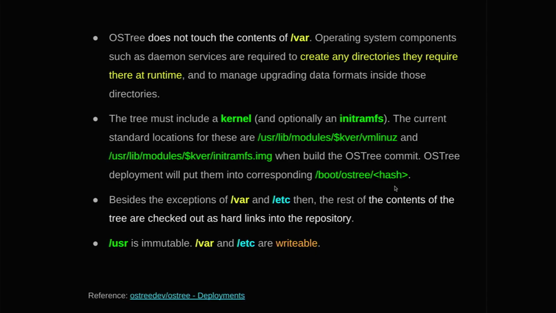And except for var and etc, the rest of the contents of the tree are checked out as hard links into the repository. In summary, the usr folder is immutable, and var and etc are writable. And this is the important feature.